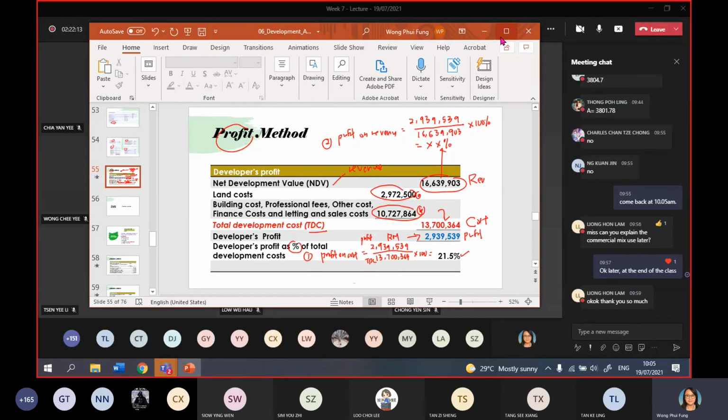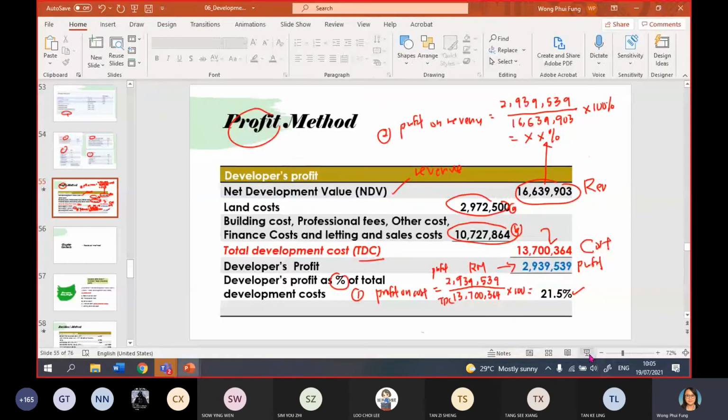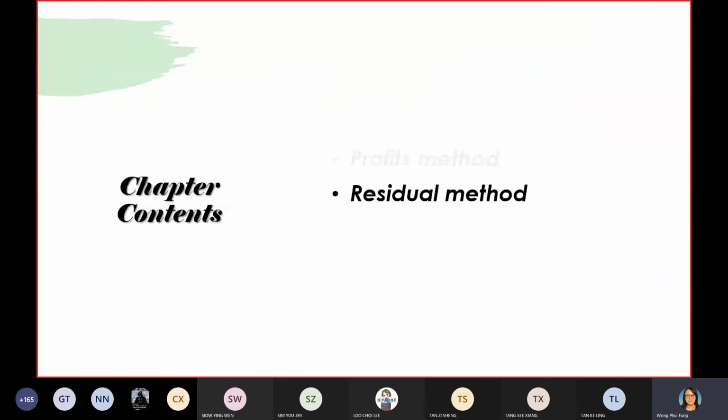Okay, welcome back. All right, so that is the end of the profit method. So now I'm going to talk about the residual method.